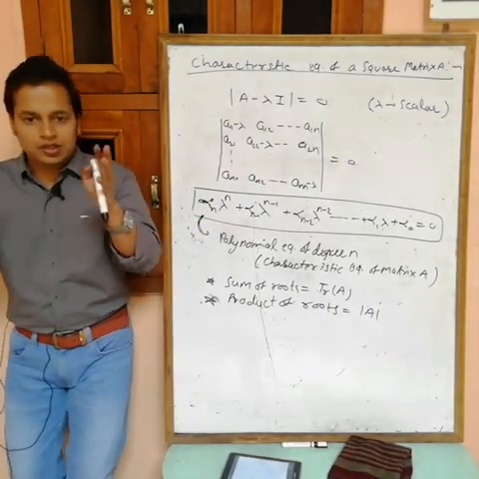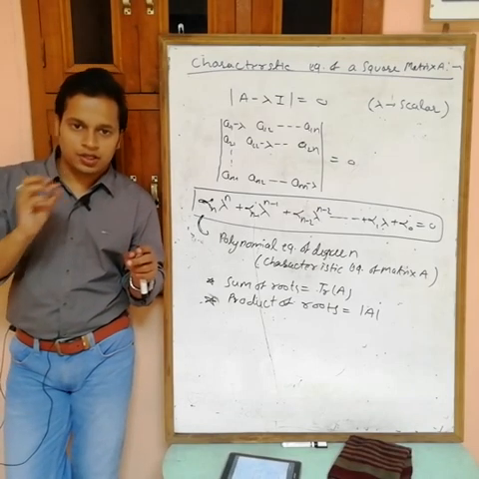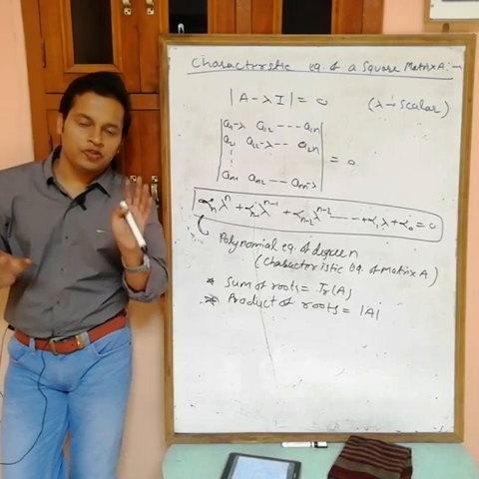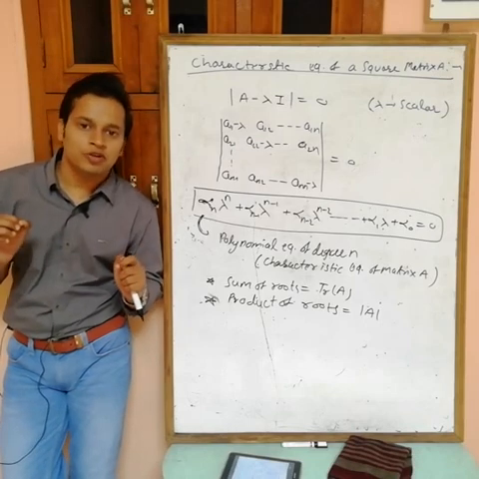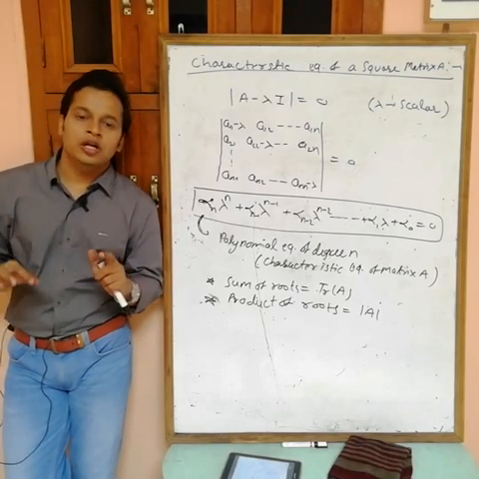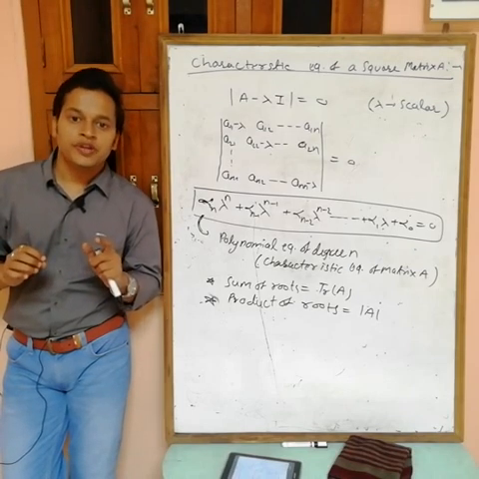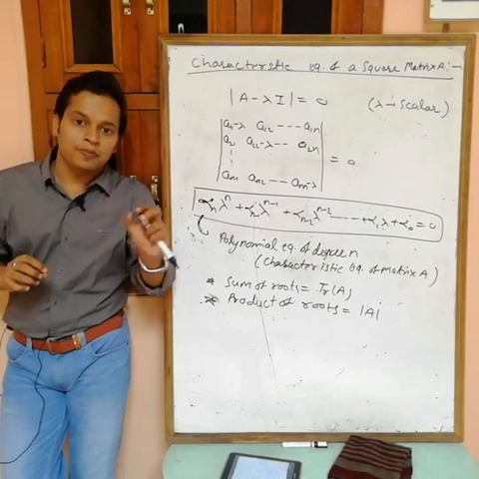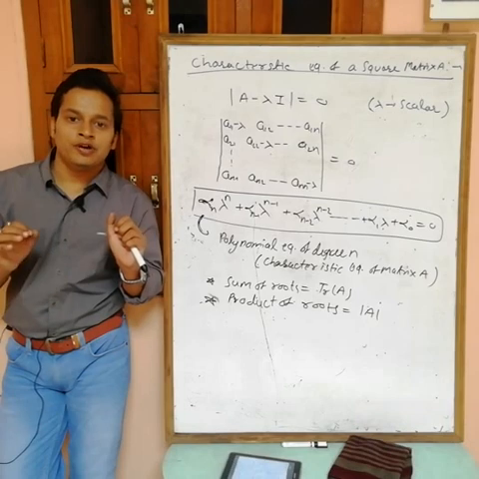Suppose you are taking a 3 by 3 matrix A with entries a1, a2, a3, b1, b2, b3, c1, c2, c3. If you find the characteristic equation, then easily you can find the coefficient of lambda square and the sum of roots. The sum of roots is equal to a1 plus b2 plus c3, which means the trace, the sum of the diagonal elements of A.